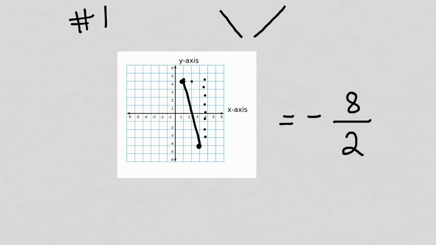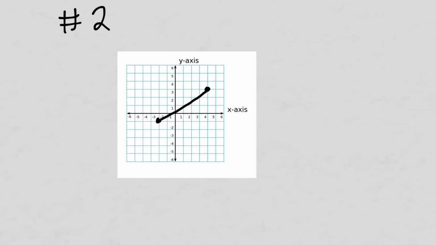All right. So this actually reduces both of these numbers. Divide by 2. They're even numbers. If you divide the top by 2, you get 4. The bottom by 2, you get 1. That's 4 over 1. 4 divided by 1. So the slope of this is negative 4.